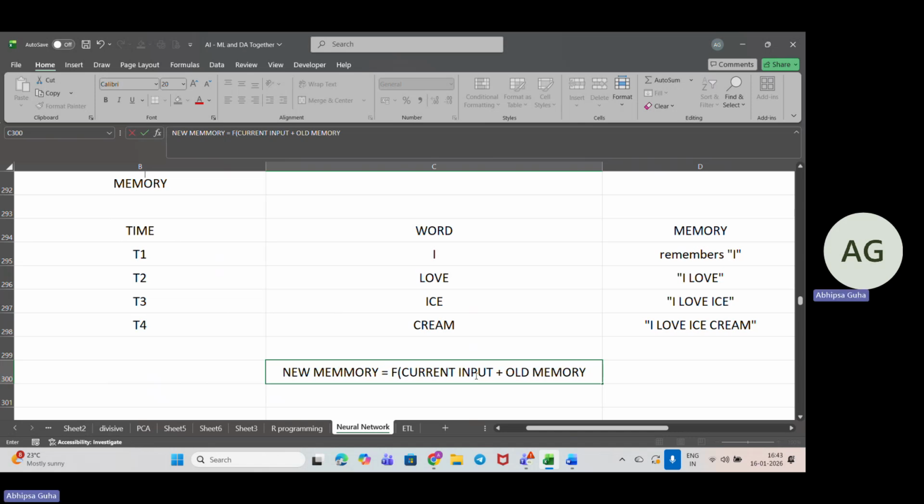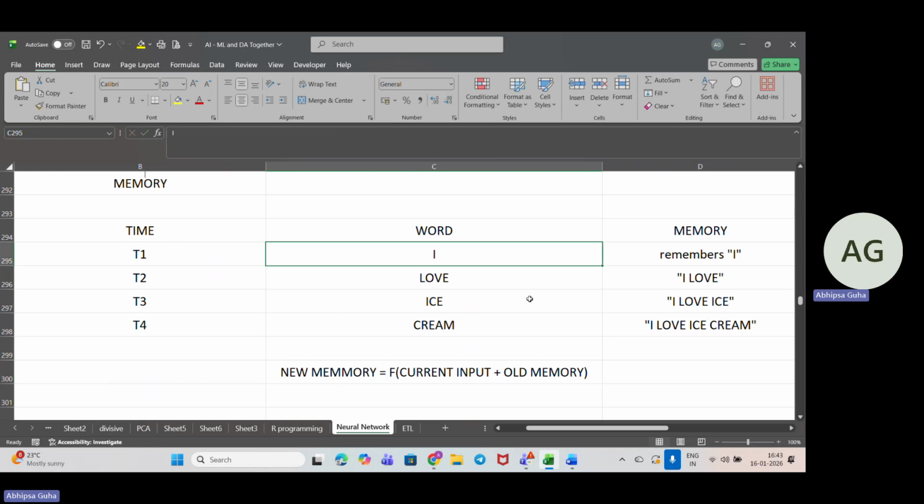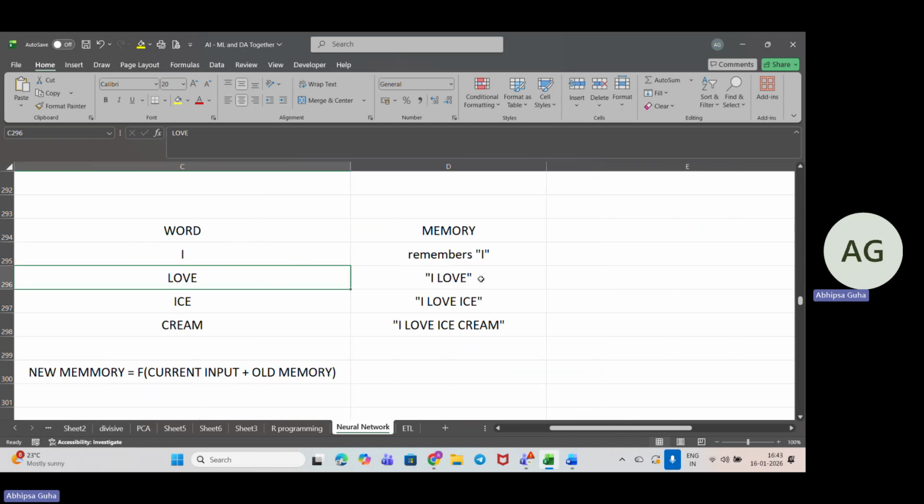Okay, so this is how it is getting updated. As you can see here, initially my memory was blank for the RNN. So memory was blank, so I have fed in the data "I". So it has remembered "I". At time two, when I fed the new data "love", it remembered the previous data "I" and attached the current input. So it has the current input plus the old memory: "I love". It remembers it like that.